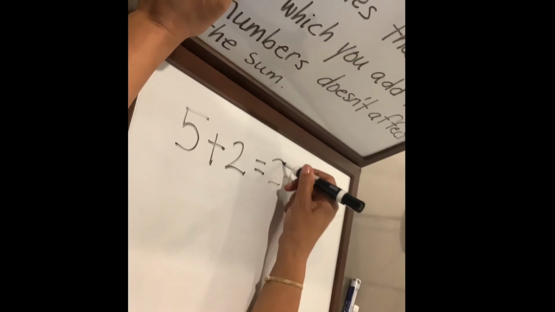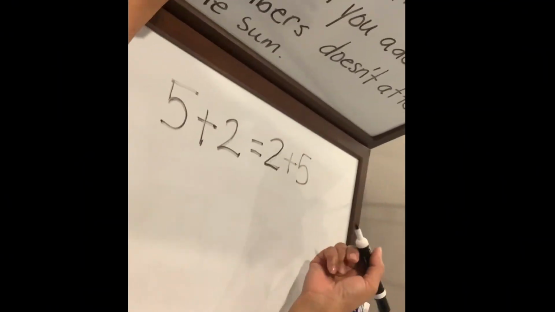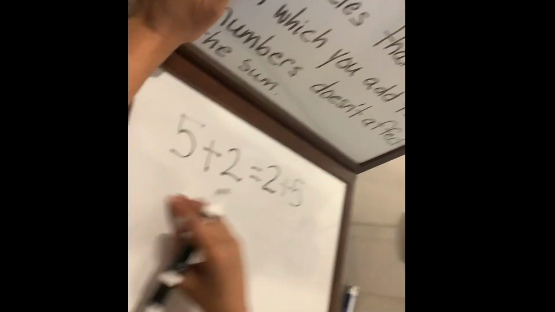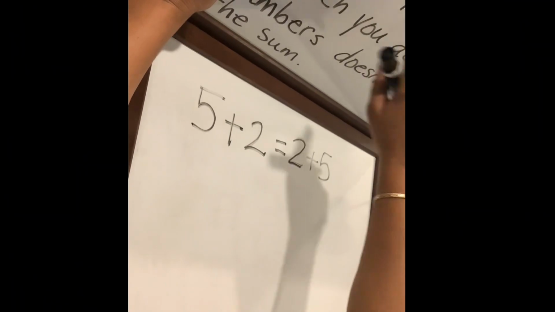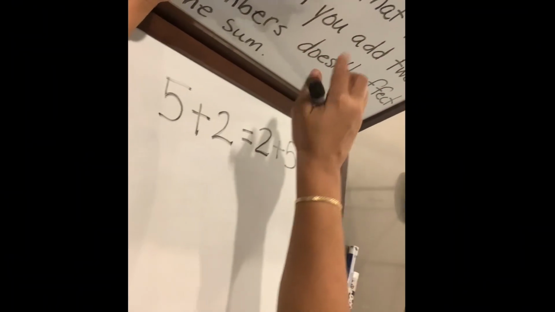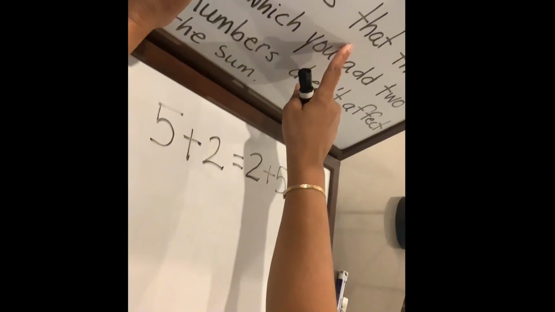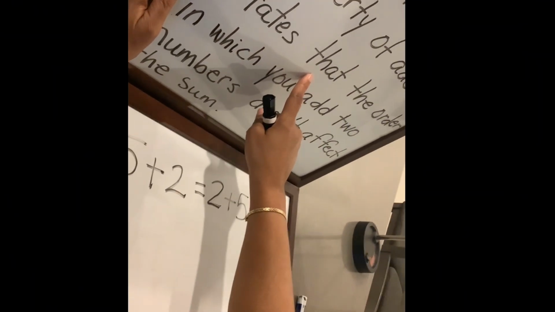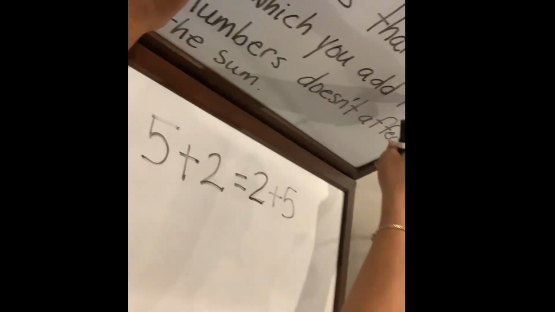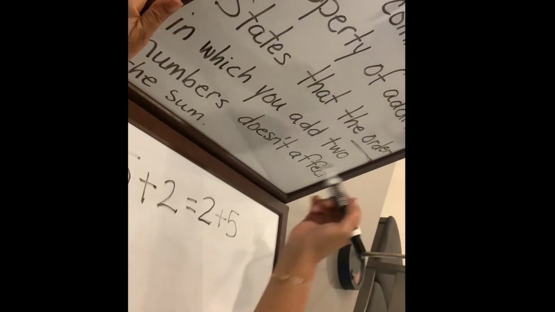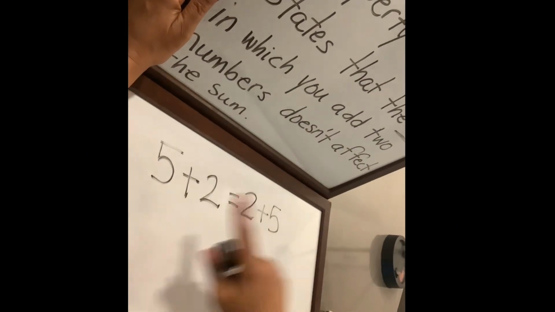So we already know, because we've tried it out, we've proven it, that 5 plus 2 is equal to 2 plus 5. Because that's what this commutative property of addition states. It states what? That it doesn't affect the sum. Yeah, that the order in which you add two numbers doesn't affect the sum.